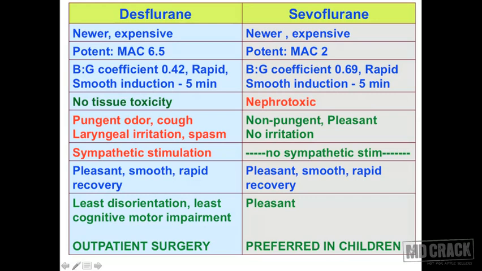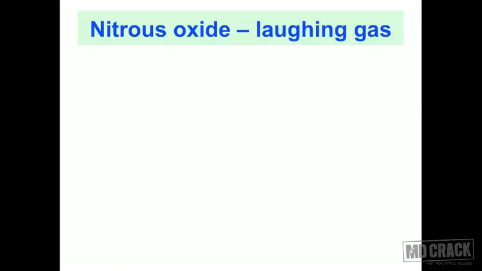With desflurane, a very important thing is it produces very little disorientation and least cognitive motor impairment, so that you can carry out a small procedure in the outpatient department and the patient can get out of your hospital quite early. So least disorientation and least cognitive motor impairment, and that's why desflurane is preferred for outpatient surgical procedures. Whereas the important part about sevoflurane is it's a very pleasant anesthetic to inhale. It doesn't produce any irritation, no laryngospasm, no pungent odor, and this is why sevoflurane is preferred when it comes to carrying out procedures, especially in children.